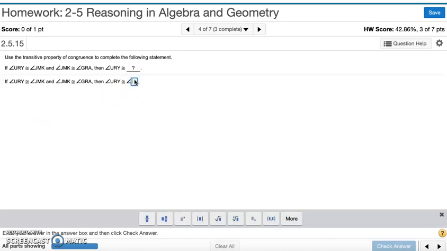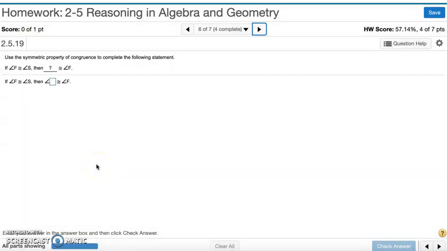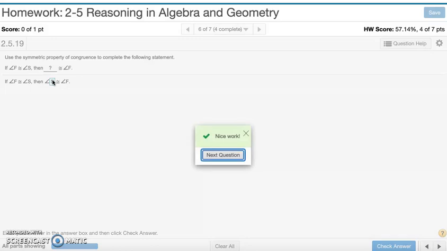So angle GRA. And that's number 4. Number 6, use the symmetric property of congruence to complete the following statement. If angle F is congruent to angle S, then something is congruent to angle F. Symmetric means you just flip-flop the order. So angle S is congruent.